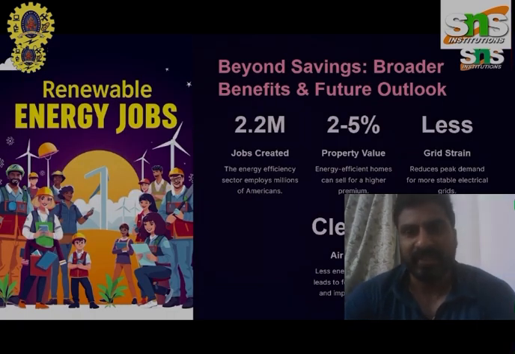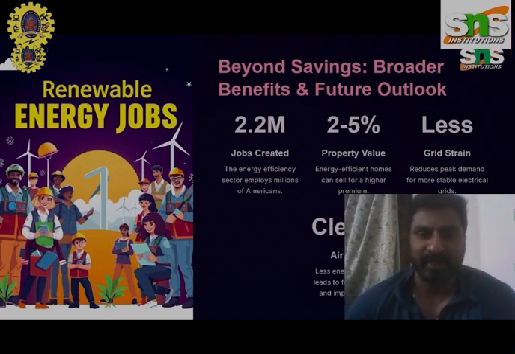Beyond the savings, there are broader benefits and future outlooks. 2.2 million jobs are created; the energy efficiency sector employs millions of Americans, and globally as well. Also, energy efficient homes can sell for a 2 to 5% higher property value premium. There is less grid strain, as reduced peak demand gives more stable electrical grids. And there is cleaner air quality, as less energy generation leads to fewer pollutants and improved health. It will create more economic benefits.